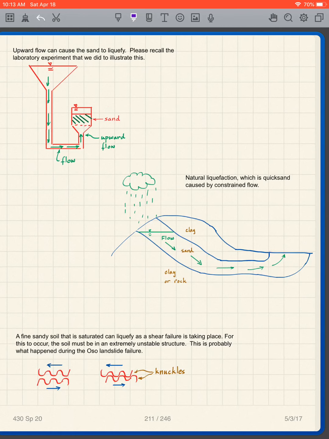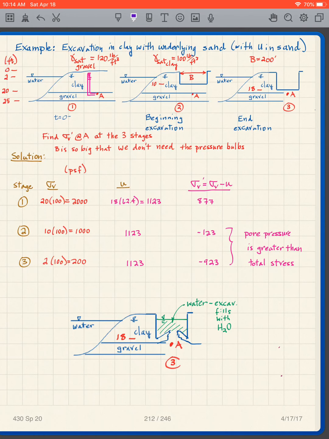One other comment that I will make is that it's rare to find this. I'll just say it's rare to find natural quicksand. I'll stop there.